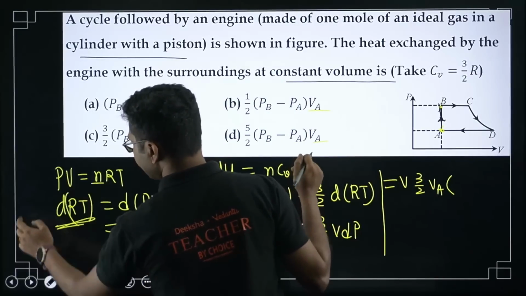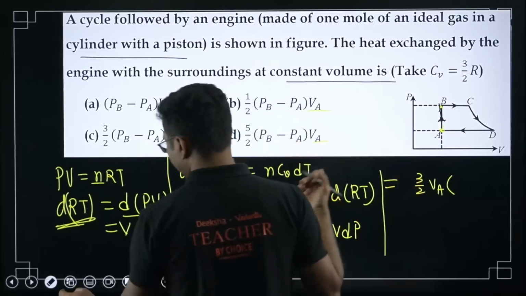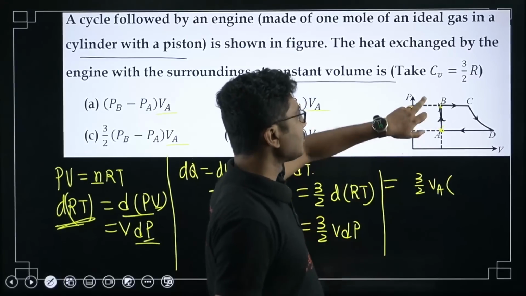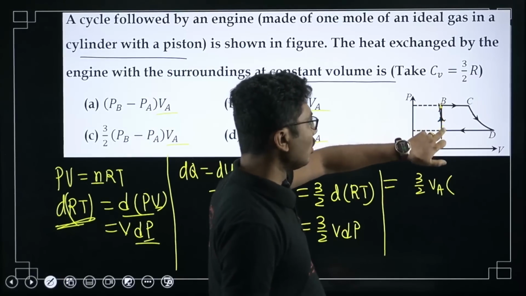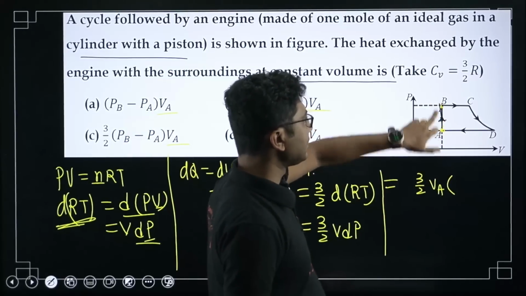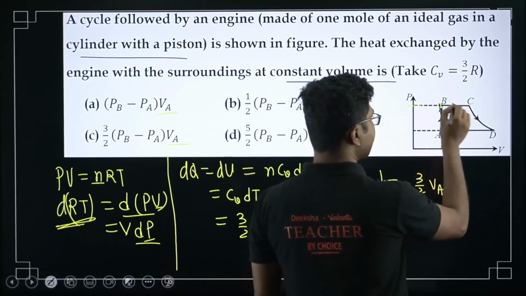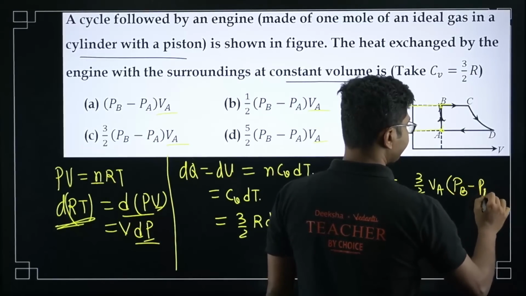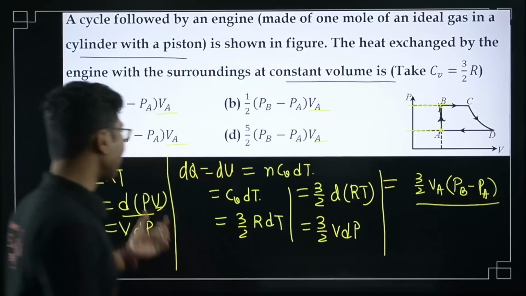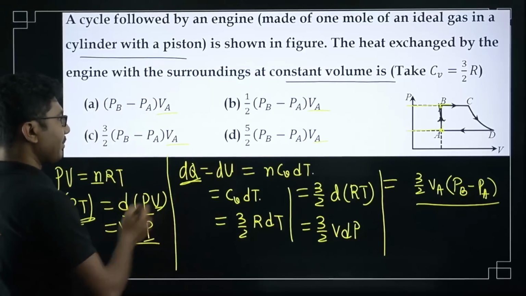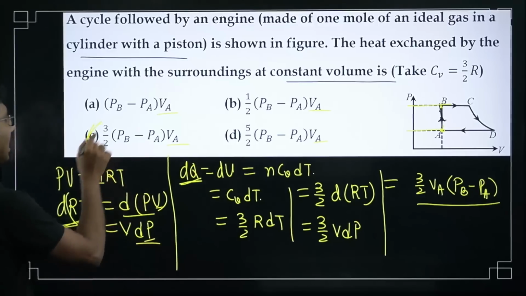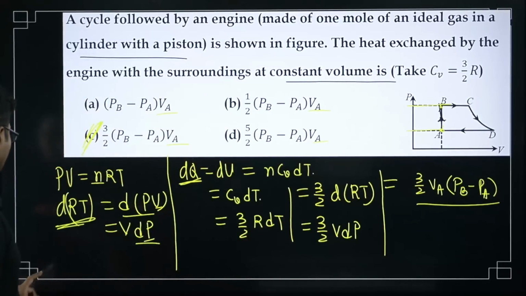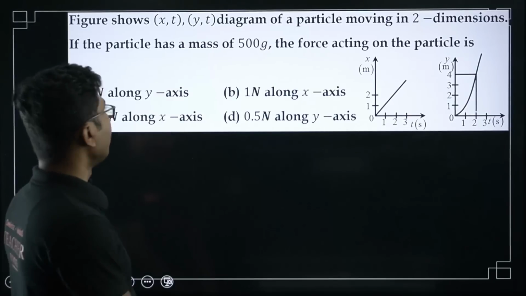VA dP. Now what is dP? dP is initial pressure minus final pressure, higher pressure minus lower pressure. Okay, higher pressure minus lower pressure, easier to remember. So higher pressure is at B, lower pressure is at A, because this is going in this direction, and as you can see, this is higher, this is lower. So PB minus PA. So this is the heat supplied to the system. So 3 by 2 PB minus PA into VA is the heat supplied. Okay, good question.